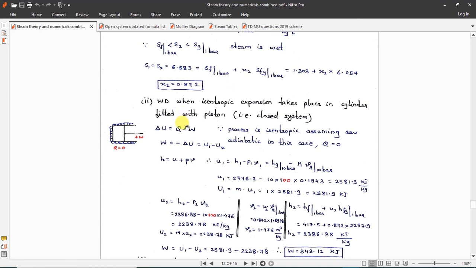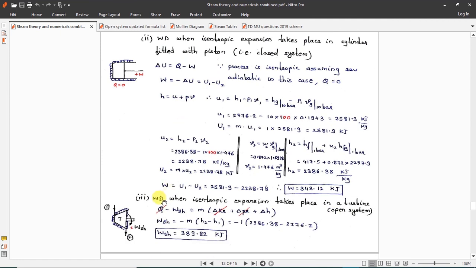Now the same data is there, but we will see what happens in case of an open system. So what we will do? Work done when isentropic expansion takes place in a turbine, that is an open system. So I have shown the turbine over here. Since heat loss is not given, I have shown it insulated. This is point 1, this is point 2, we have shaft work. Write the steady flow energy equation: Q minus W equals m times change in kinetic plus change in potential energy plus change in enthalpy. Now kinetic energy and potential energy changes have not been mentioned in the question, so we will neglect them. Heat transfer, we are neglecting it.